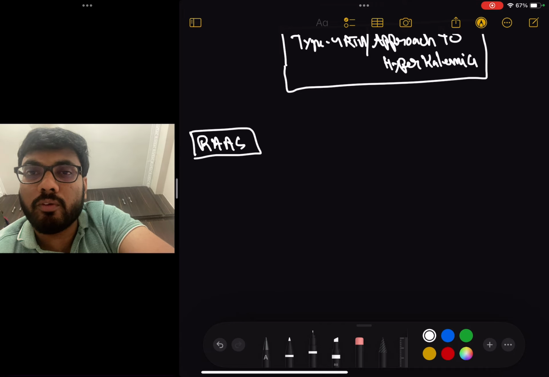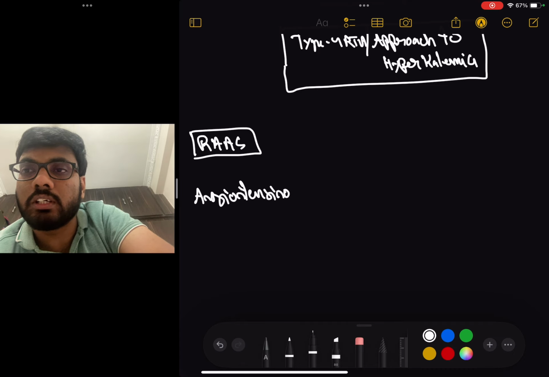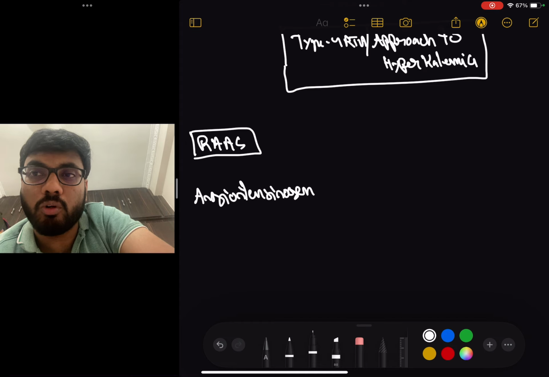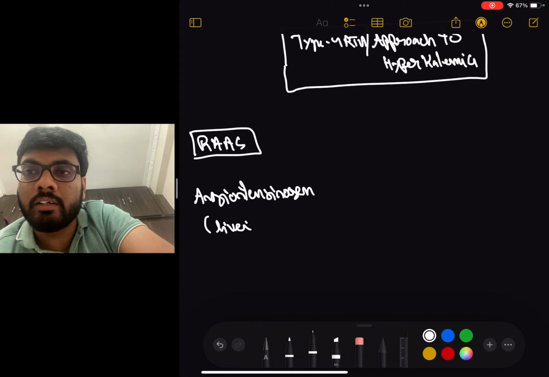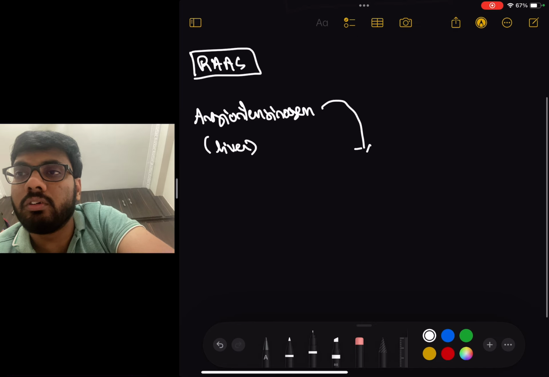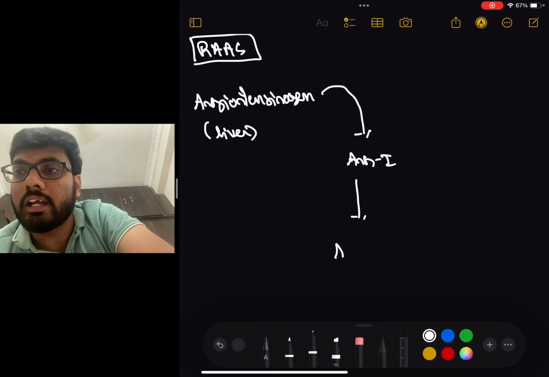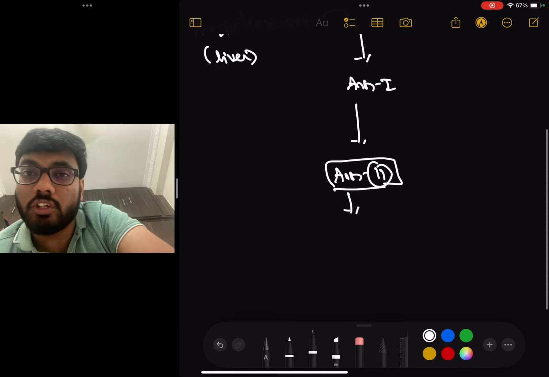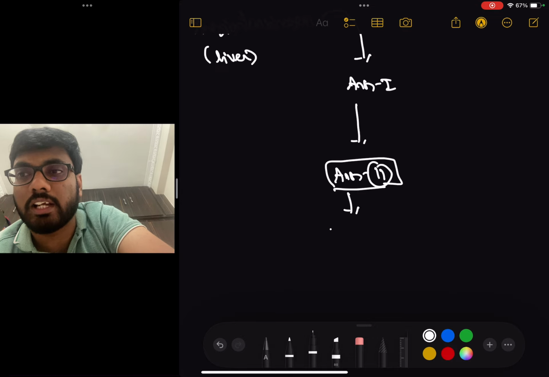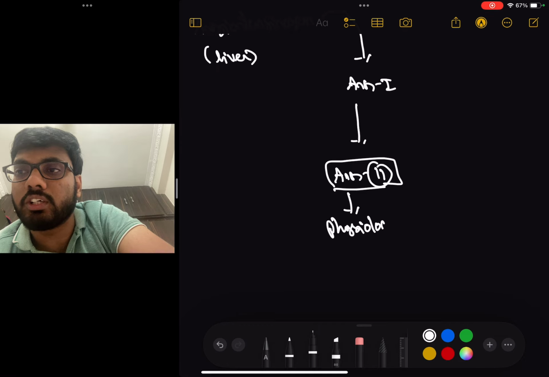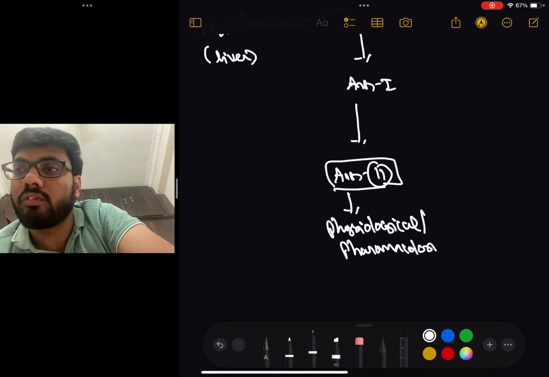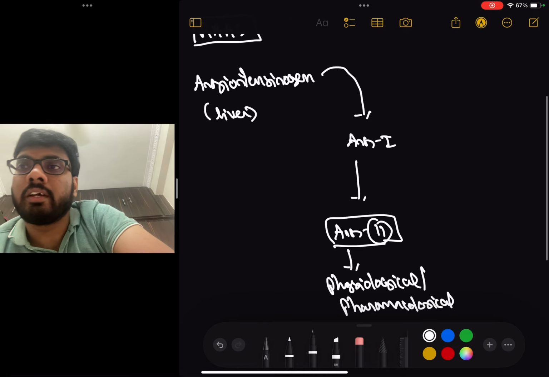The concept of the RAS system is that the patient has angiotensinogen. Angiotensinogen is produced from the liver, right? This angiotensinogen is converted to angiotensin 1. We know that angiotensin 1 is converted to angiotensin 2, and angiotensin 2 is responsible for the physiological as well as pharmacological actions.